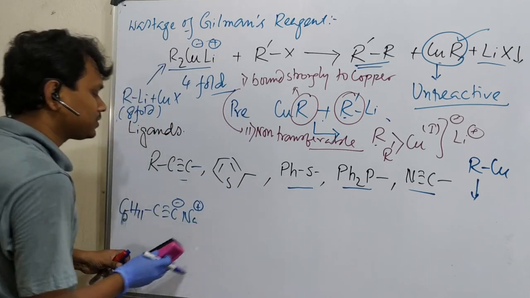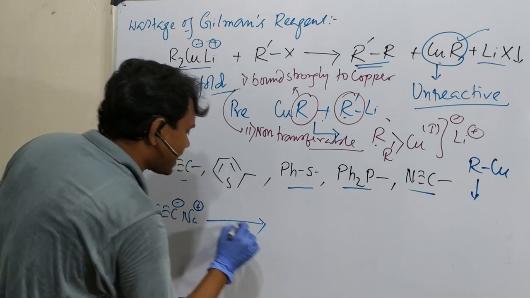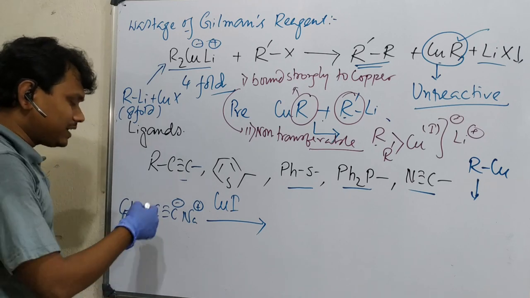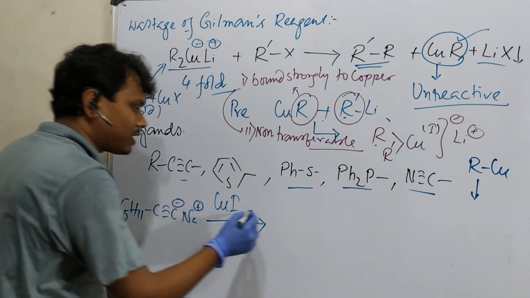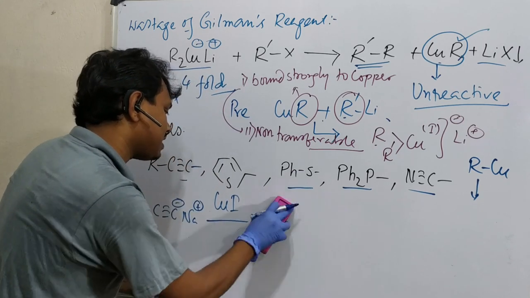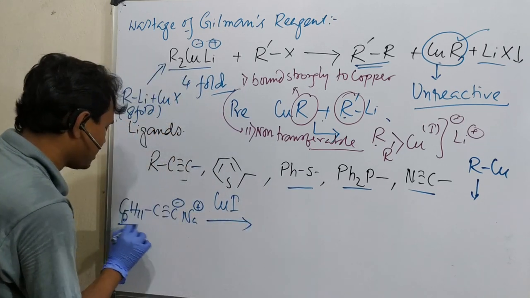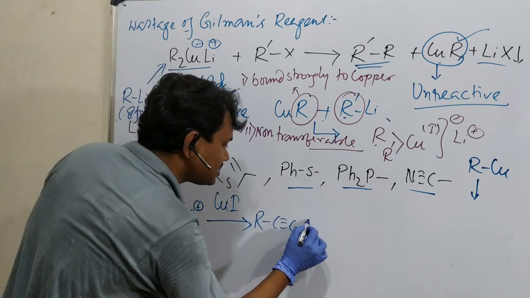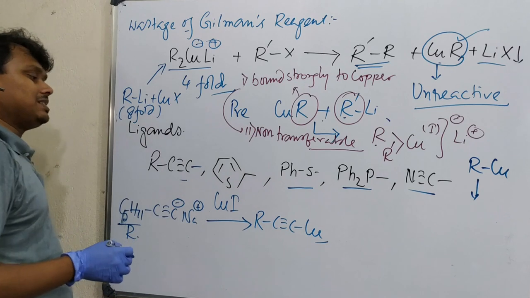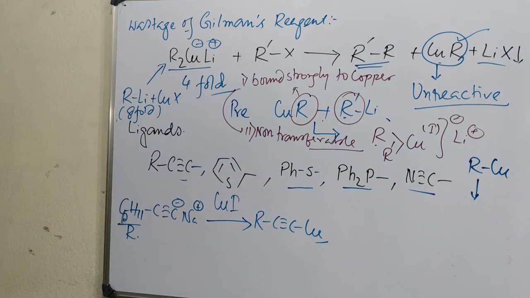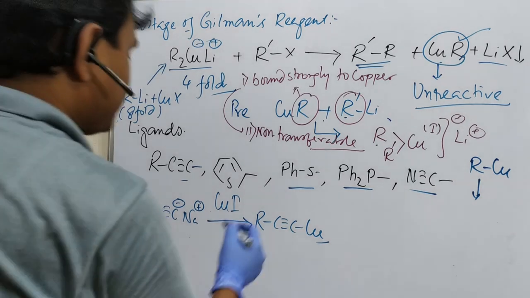This can be utilized for the next step, the reaction with copper iodide. So if you react one to one, what will happen? Let's consider this part as R. So RC triple bond C Cu will form, and you know that acetylide formation is very facile. Fine, it will form.